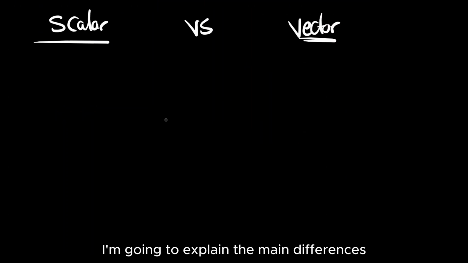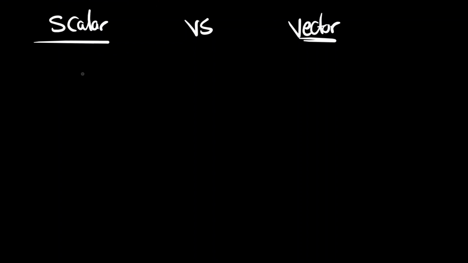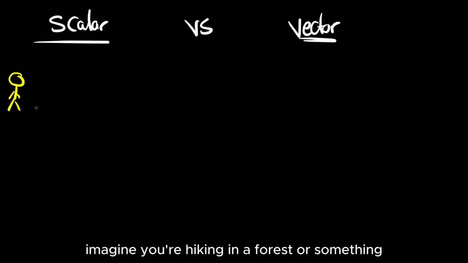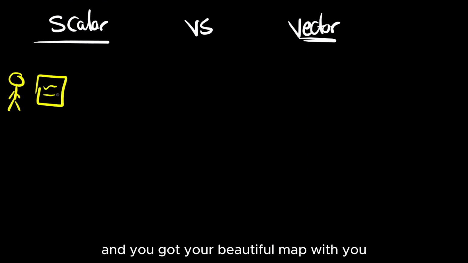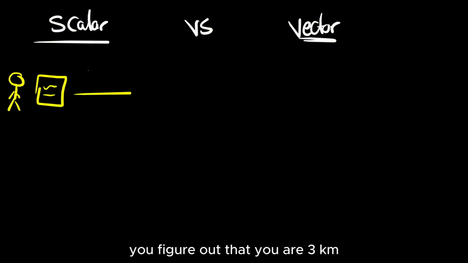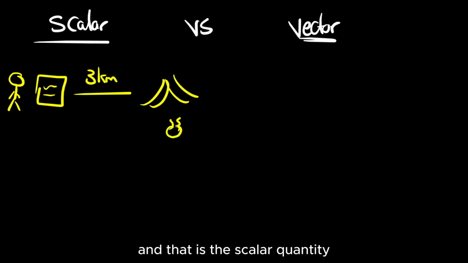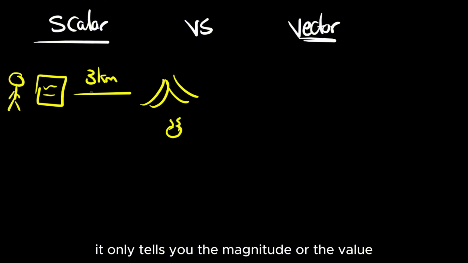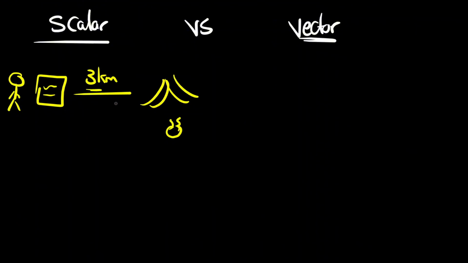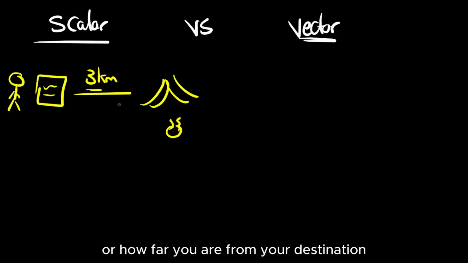In this video, I'm going to explain the main differences between the scalar and vector quantities. Imagine you're hiking in a forest or something, and you've got your beautiful map with you. By looking at the map, you figure out that you are 3 kilometers away from the main camp. And that is the scalar quantity. It only tells you the magnitude or the value, which is 3 kilometers, or how far you are from your destination, but it never tells you the direction.